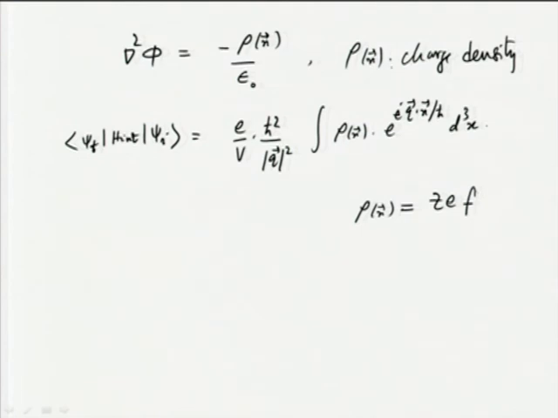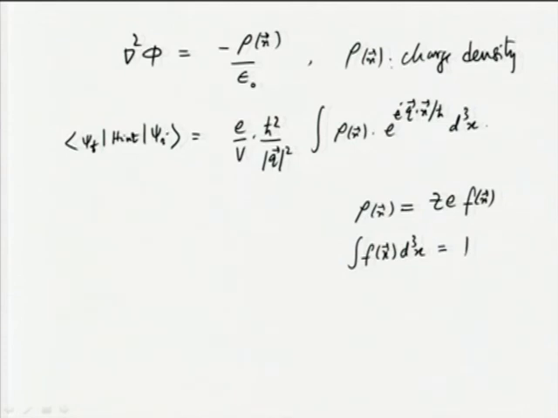Otherwise, we can actually associate a distribution function f(x) with this, which will tell you how the charge is distributed in space. Since the total charge is Ze, the integral of f(x) d^3x over the whole volume is equal to 1, which is the normalization that we have.